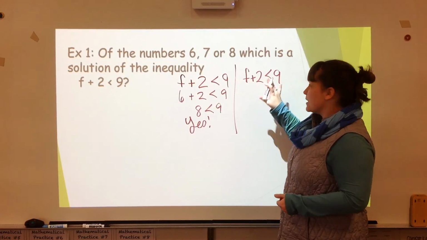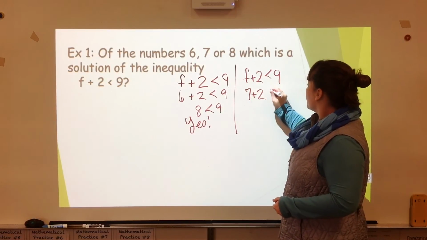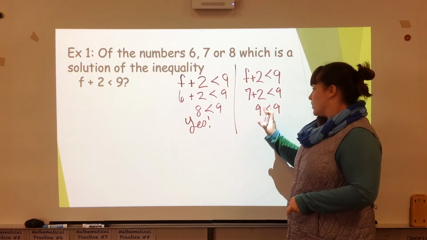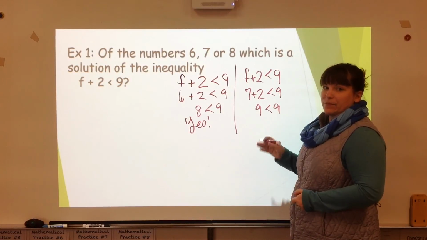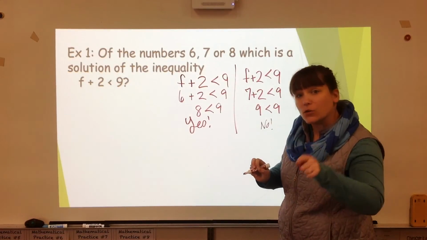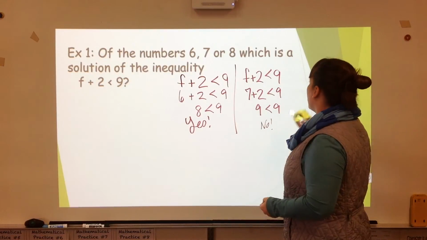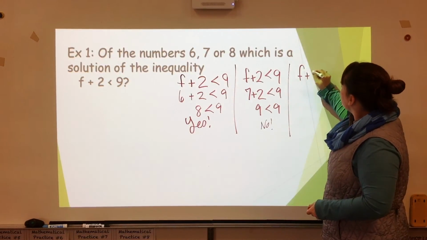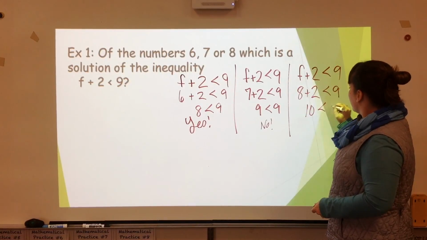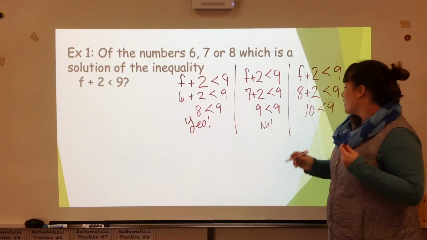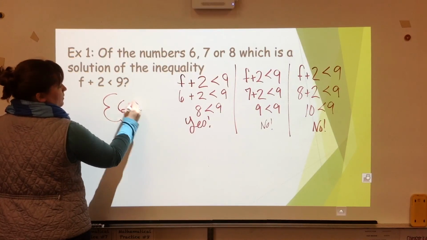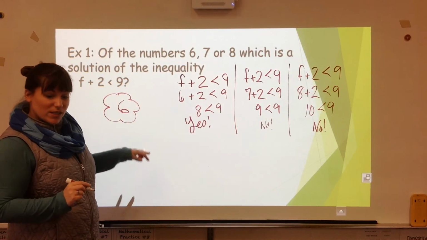And now we're going to move on to the 7. F plus 2 less than 9, plug in the 7, and then add. Because this symbol is just the less than symbol, 9 is not less than 9. It's the same as 9. So this does not work. If it had been the less than or equal to symbol, yes, that would have been a possibility. The last one is the 8. Pluck and plop. And 10, you have to ask, is that less than 9? No, it's not. So our answer is 6. The only one that works is 6.